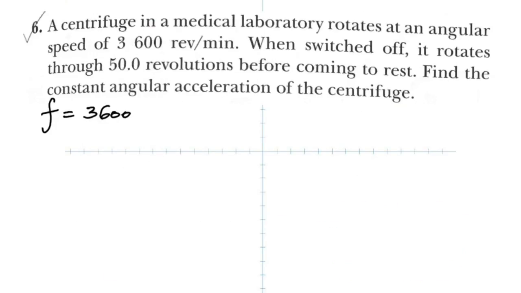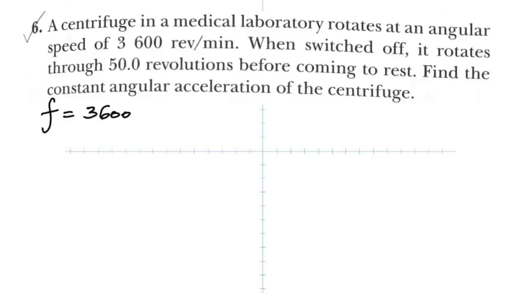Here is a second question. This question talks about a centrifuge that rotates at an angular speed of 3,600 revolutions per minute. And when it is switched off, it rotates through 50 revolutions before coming to rest. Find the constant angular acceleration.